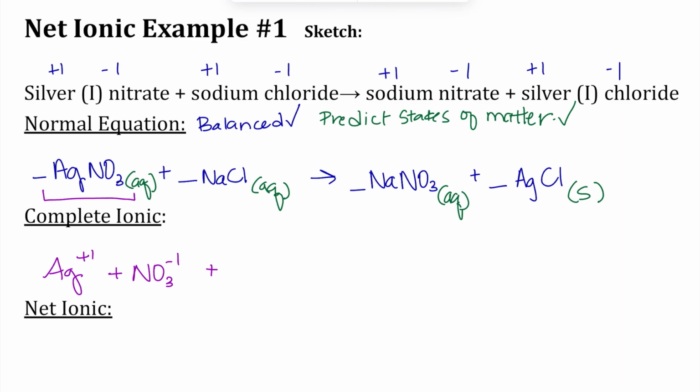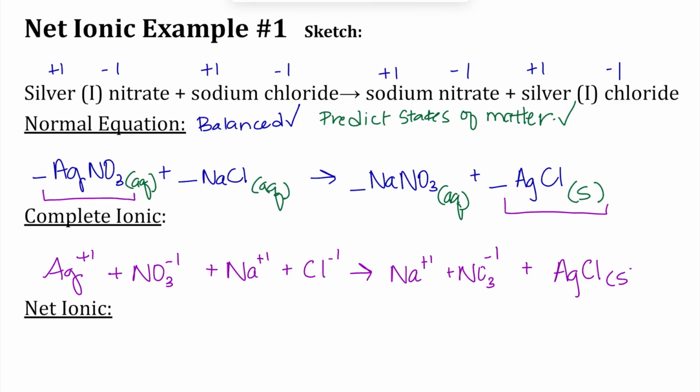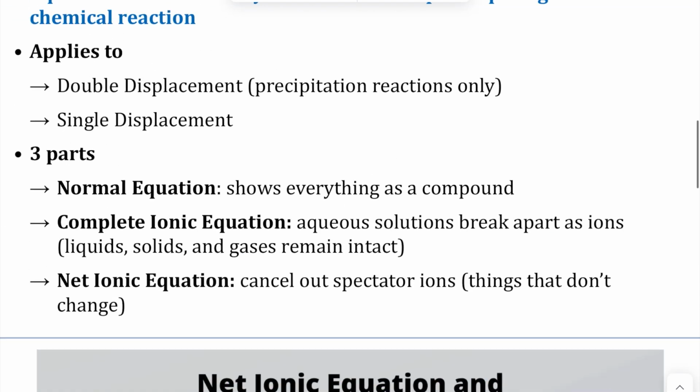I'm going to do the next with my sodium chloride. So now I have Na +1 plus Cl -1, showing those ions. My NaNO3 is aqueous as well. So I'm going to have Na +1 plus NO3 -1. But when we get to our silver chloride, that would not break into ions. It is going to stay a solid because it is insoluble. And so we are going to keep that together. And that's this rule here. Our aqueous solutions are going to break apart. Liquids, solids, and gases are going to remain intact.